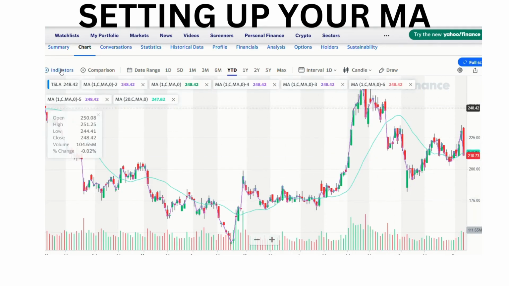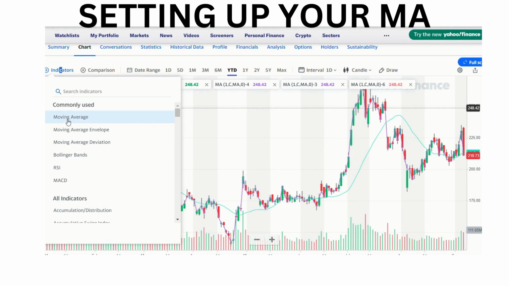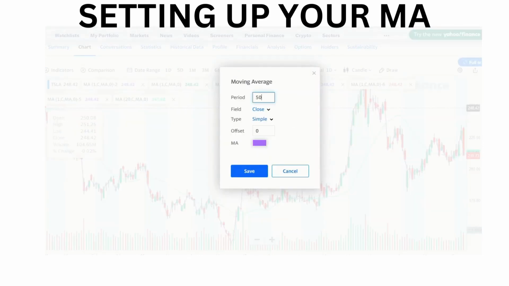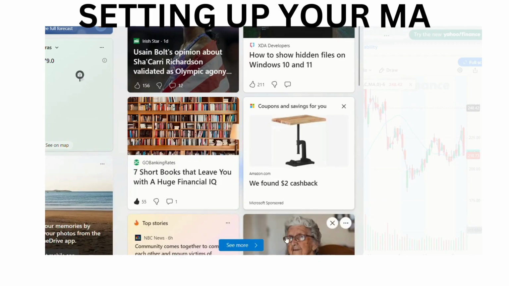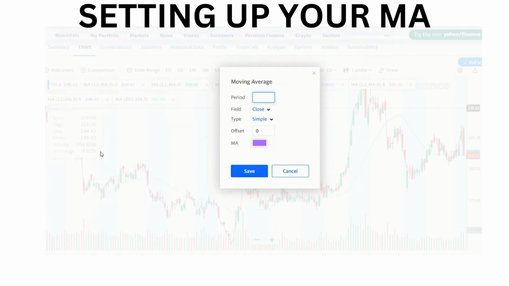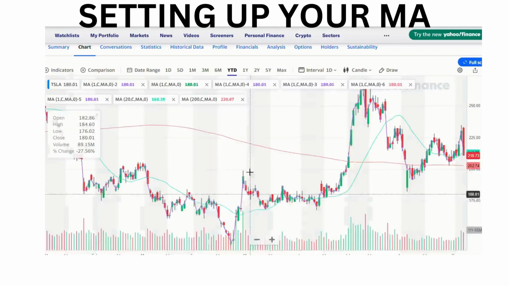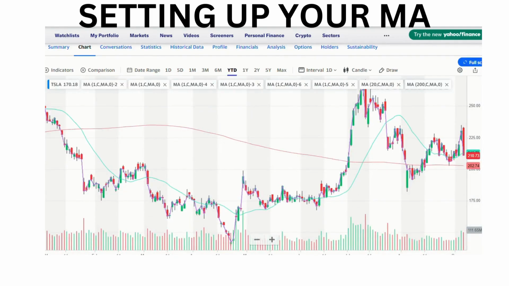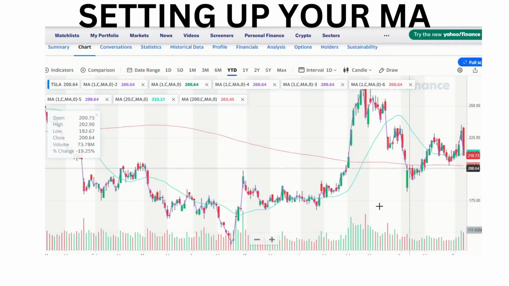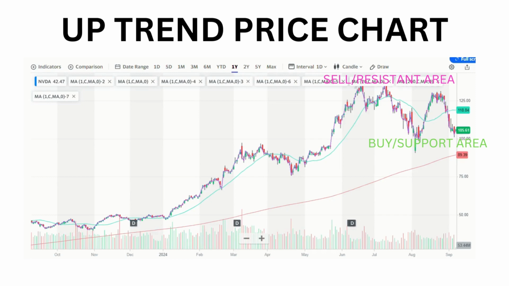So we're going to go back to indicators, select moving average. We're going to change this to 200. We're going to change the color as well, red, and save it. And there we go. We have the two main moving averages. One is the 200-day, which is the long-term moving average, and two, the 20-day moving average, which is a short-term moving average.